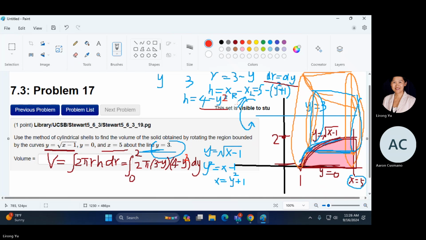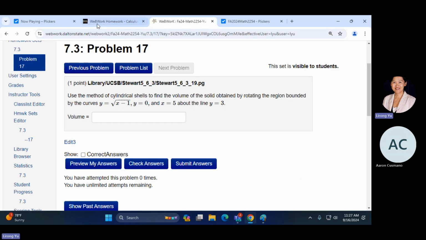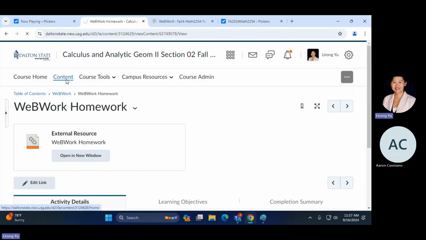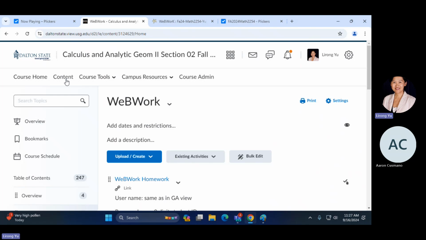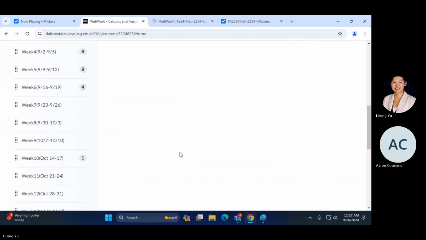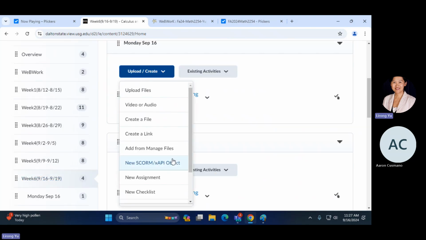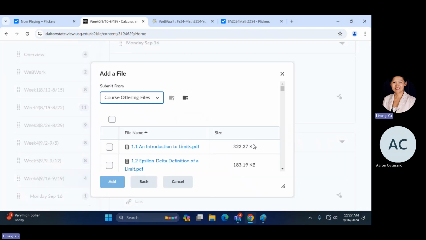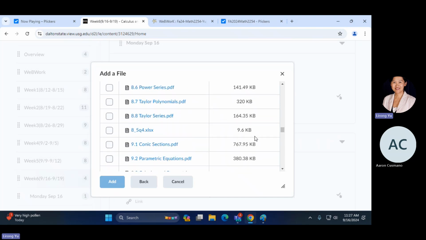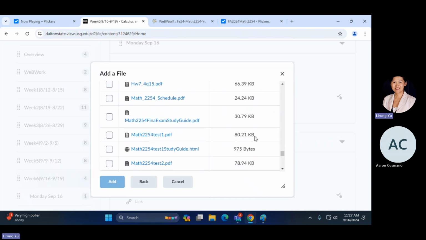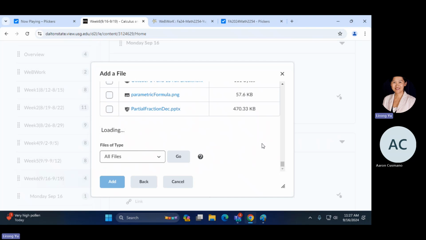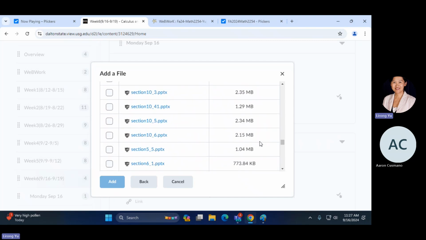Any other questions? So that's another application of integration, which is the shell method. If there's no other question, I'll start section 7.4. So today, the new material is from section 7.4. All the class PowerPoint files are already reviewed.